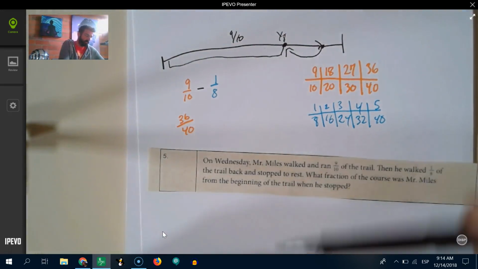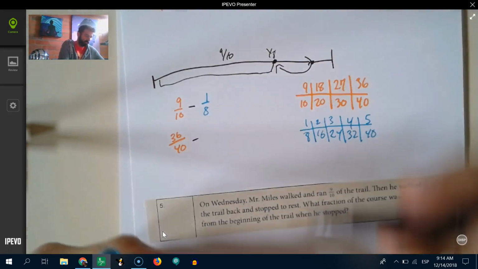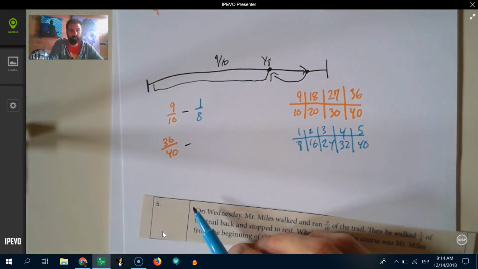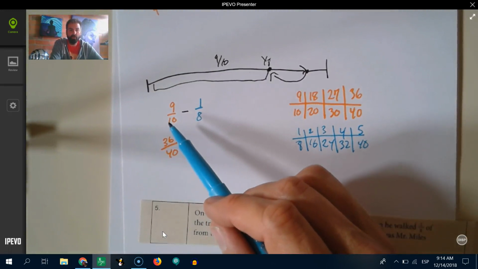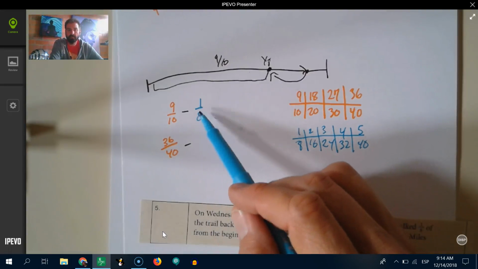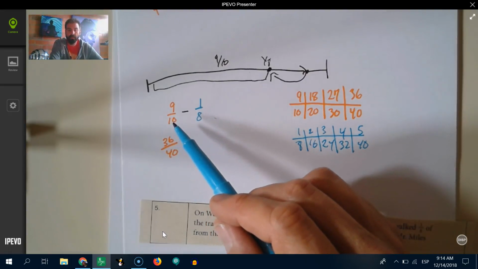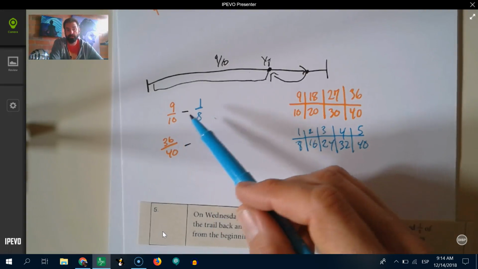So from here, we have our 36/40 minus 5/40. I didn't do my estimate. Oh, bad, Mr. Light. Okay, too low would be 5/10, 1/2, because I know this isn't close to half. Too big would be 9/10, because I'm taking it away.